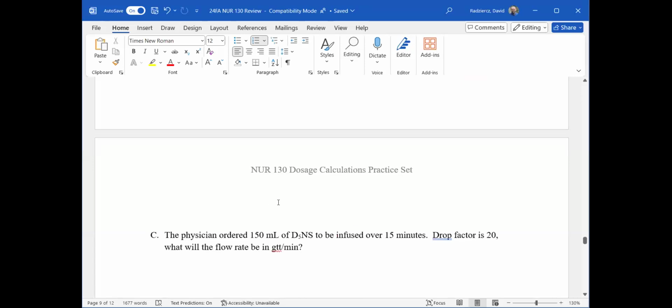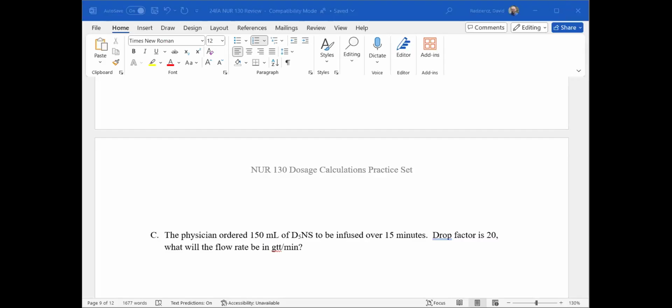Go ahead and do letter C, and let me know what you get. Good. So you should have gotten 200 drops per minute. All right. So we covered flow rates, we covered drop rates. The next thing to look at is an example of a 2-step problem.